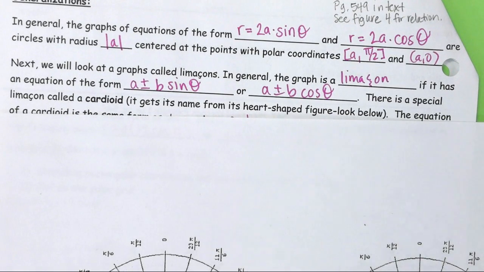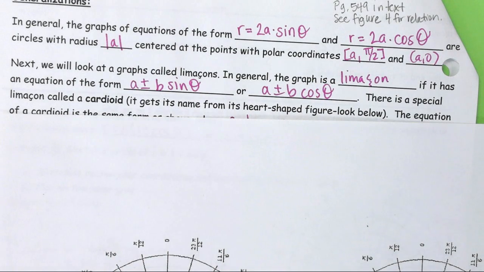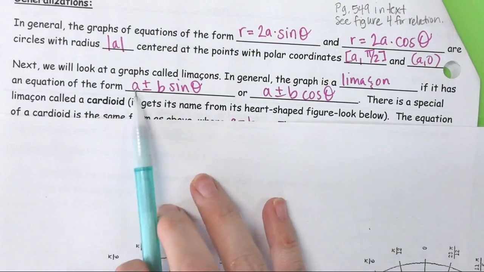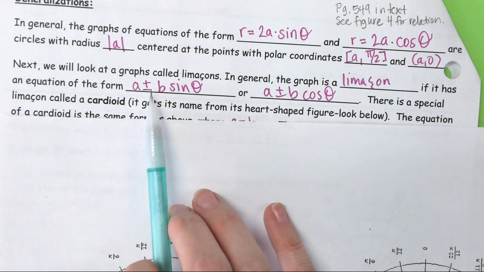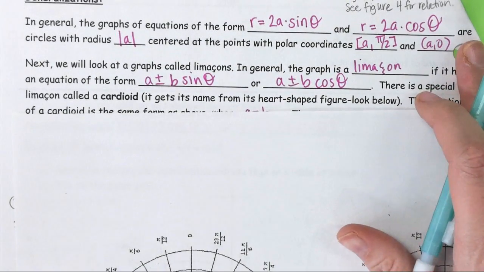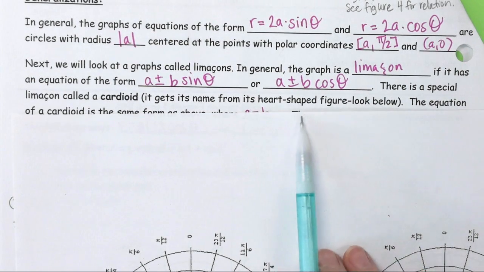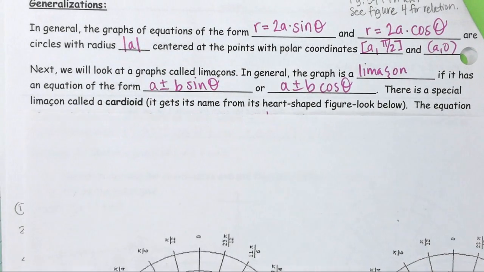Right? If it has the equation of one of these forms, it is going to be a limaçon, and there are some special ones as well. So you'll have some value a, and then that'll be plus or minus b sine of theta, or you could also have the cosine. There is a special limaçon that's called a cardioid, and if you think of the root word of cardioid, what do you think of? Yeah, the cardio, which has to do with the heart, right? So it's going to be slightly heart-shaped.